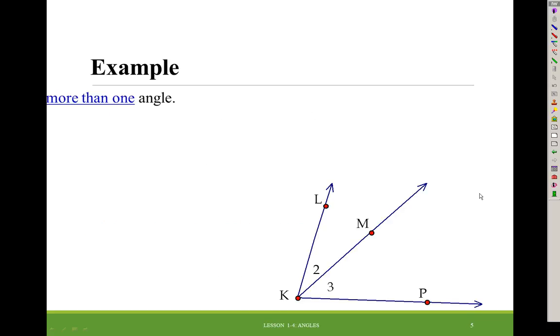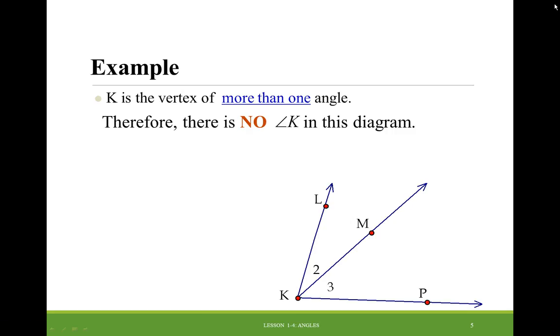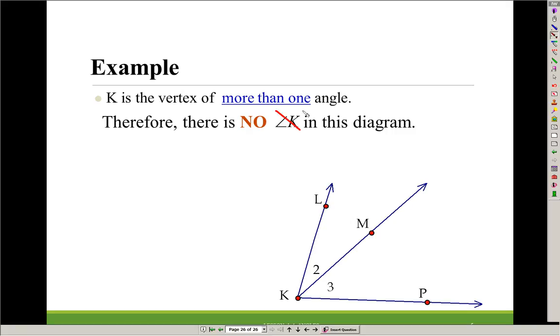So right here, what do we have? K is the vertex of more than one angle. If you think of these as being slices of pizza or slices of pie, this angle at the top here is one slice. The angle here is another slice. Or if you put them together to get the whole thing, that's 3 angles that use K. So we cannot call this angle K. No angle K. Because if you say angle K, which one are you talking about? The top slice, the right slice, or the whole thing? There's no way to know.